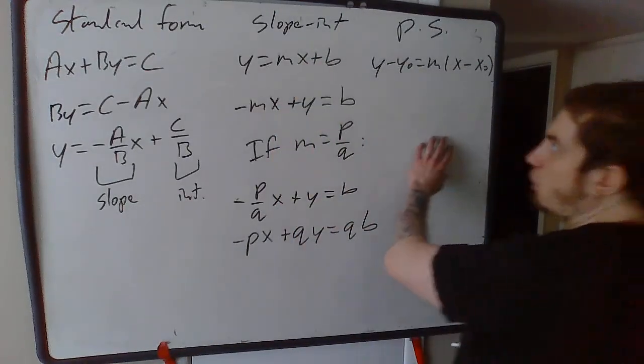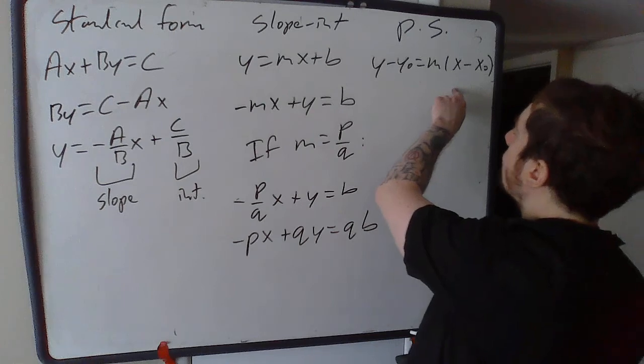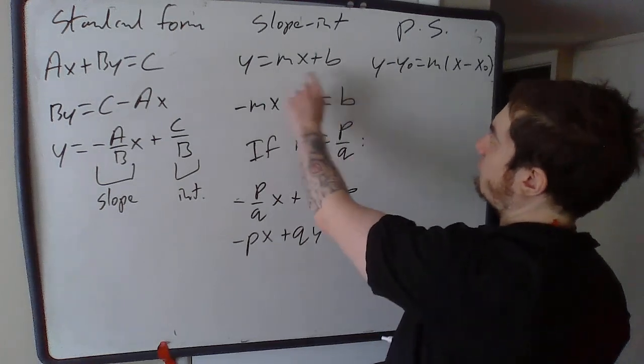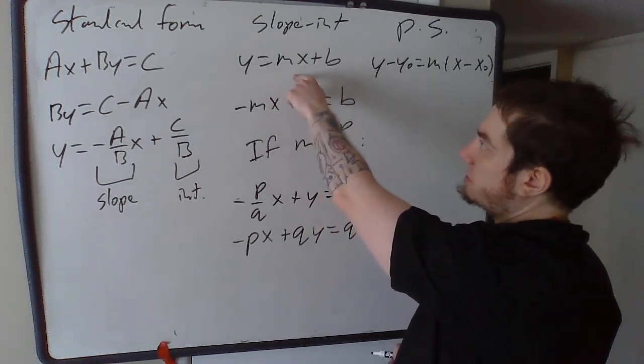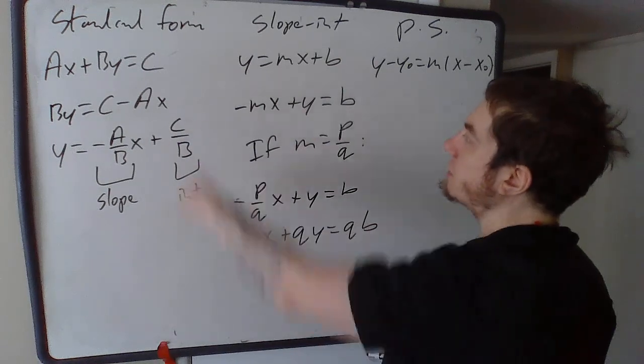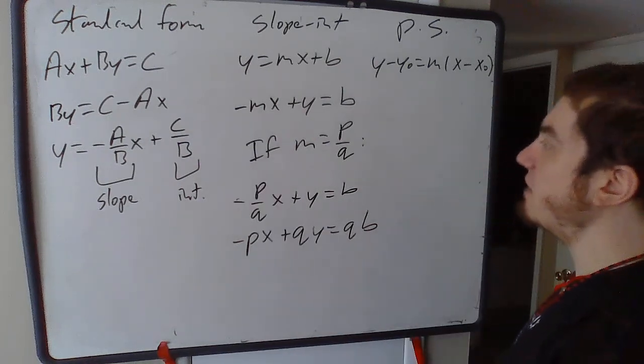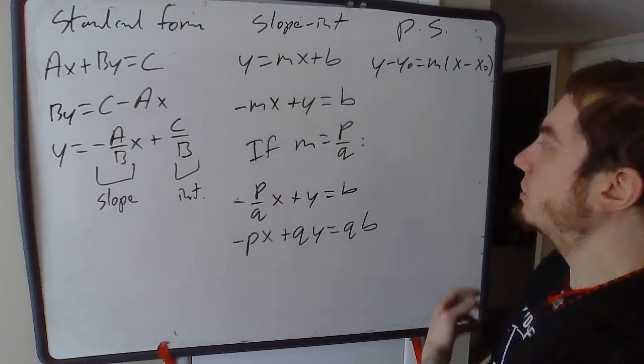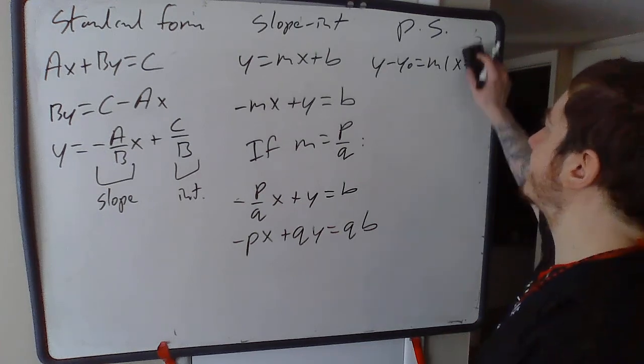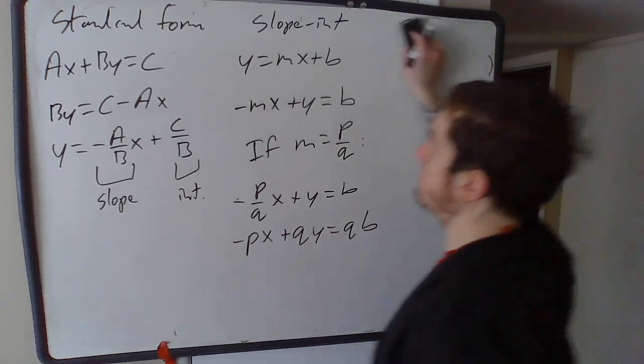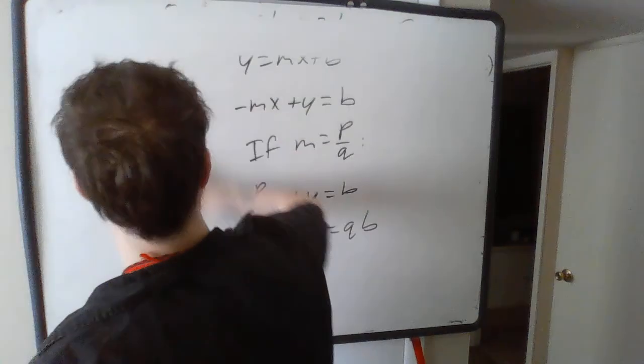What about point-slope form? Well, point-slope form, we can easily just solve for y and rewrite it in slope-intercept form, and then we could convert into standard form if we wanted to do that. So let's just run through a few quick examples of converting between different forms here.